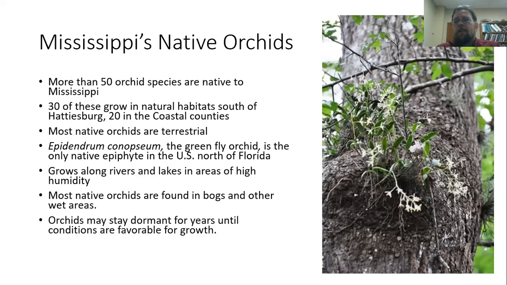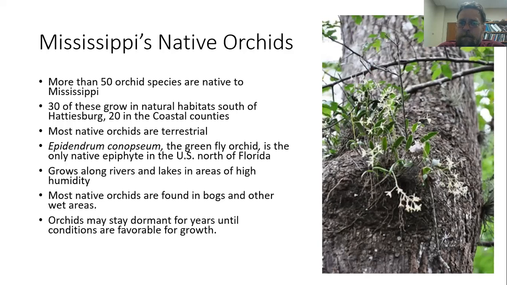We do have some native orchids here in Mississippi. There are about 50 orchid species that are native. 30 of these grow south of Hattiesburg, and about 20 of them down here in the coastal counties. Most of those are terrestrial, so they grow right up out of the ground.